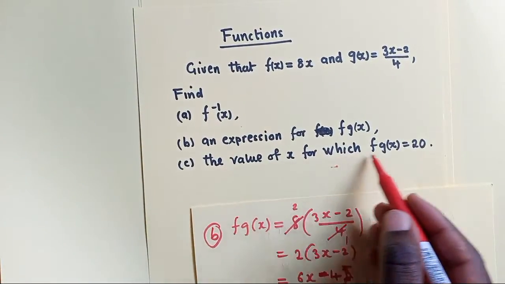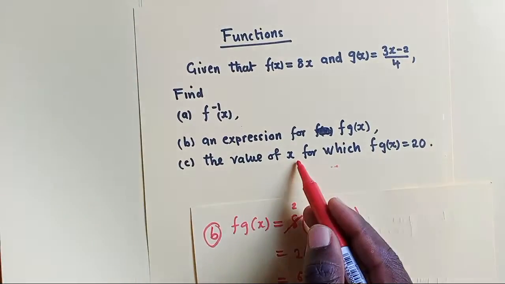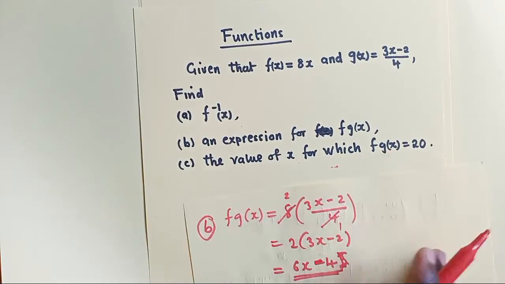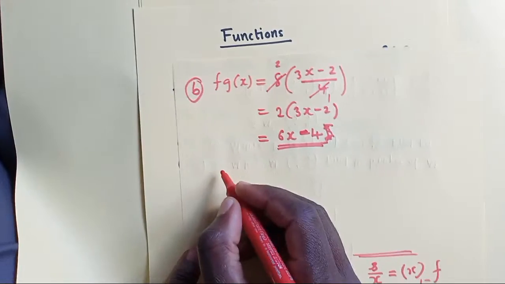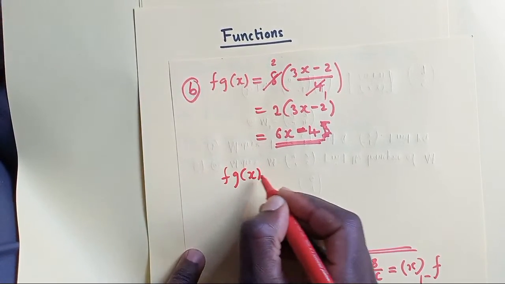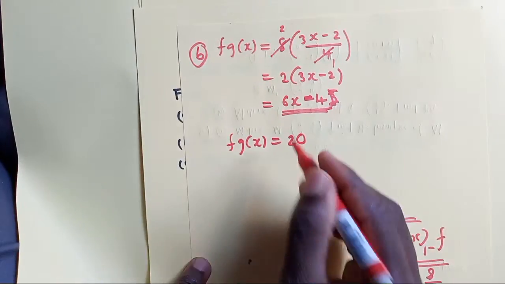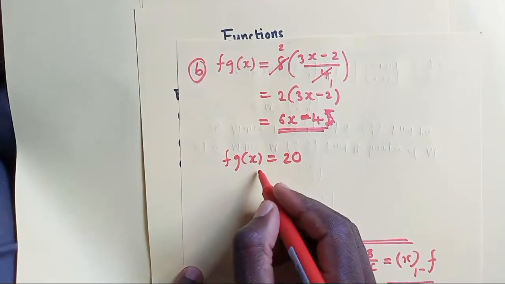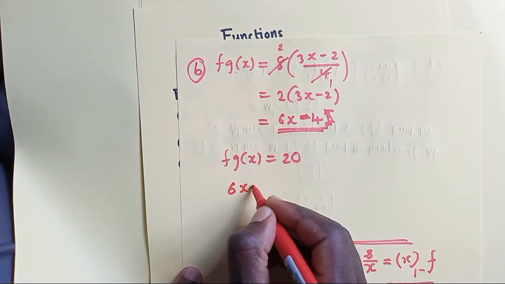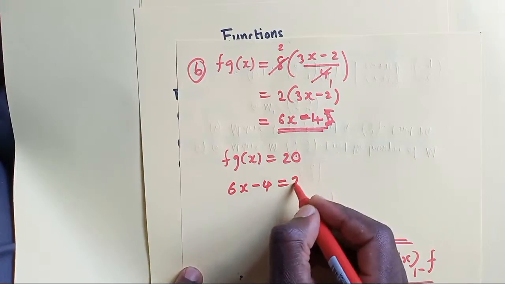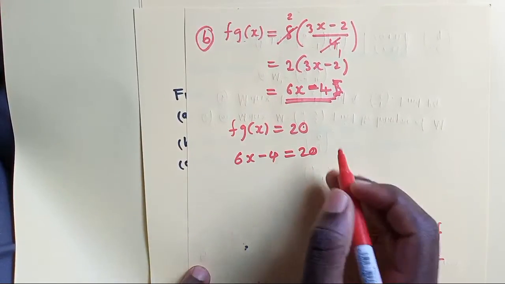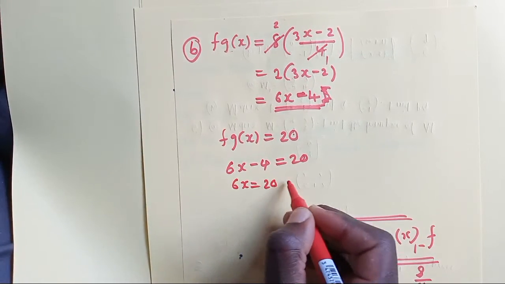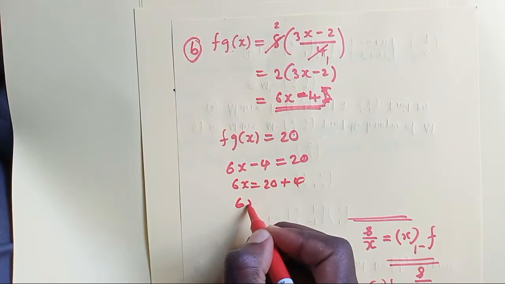We go to this other one here, the value of x for which f of g of x is equal to 20. So f of g of x is equal to 20. If you can see nicely, this is f of g of x. So we just get what we found here. So f of g is 6x minus 4, which is equal to 20 there. So this is an equation that we need to solve. We group the like terms. We have 20 plus 4 there.